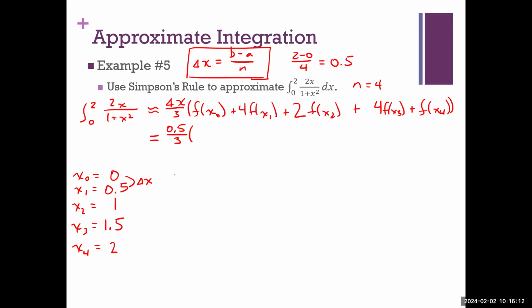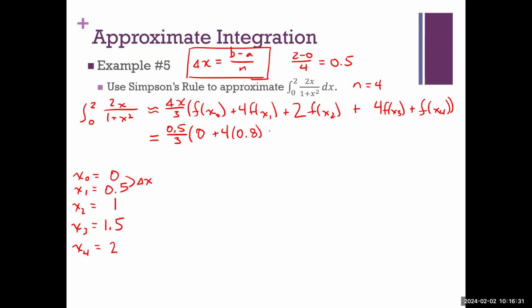All right. I believe we have all this information, right? So let's just go to the formula. What is f of 0? 0. Okay. What is f of 0.5?